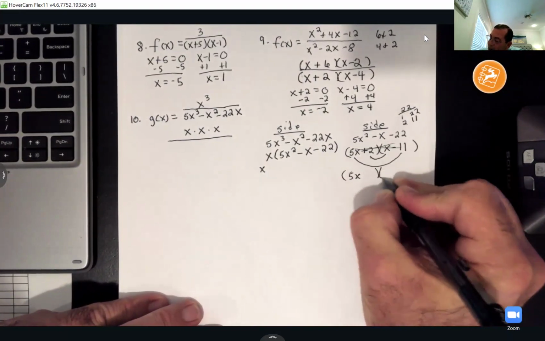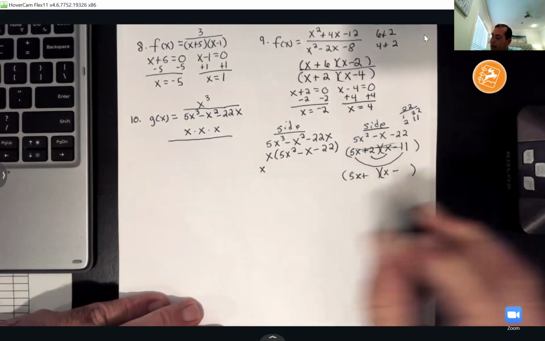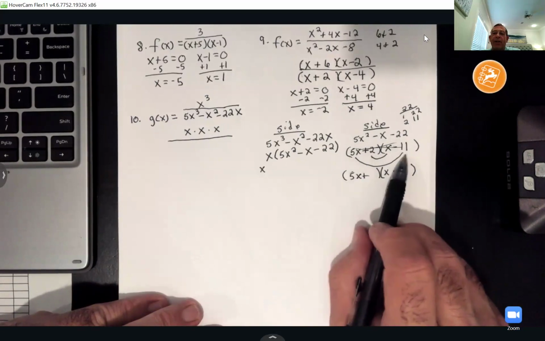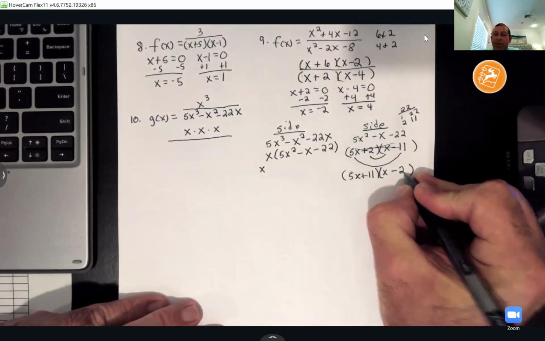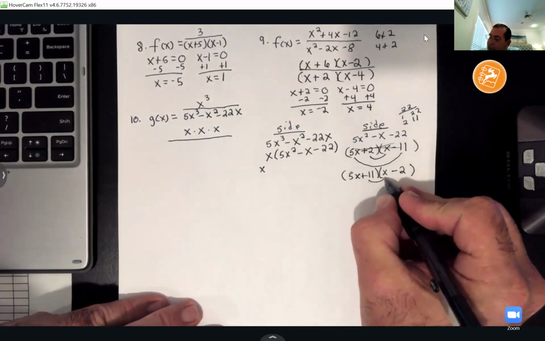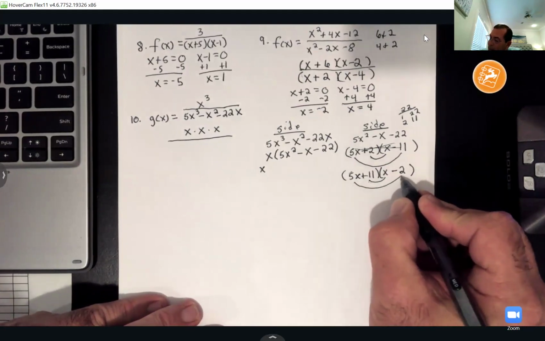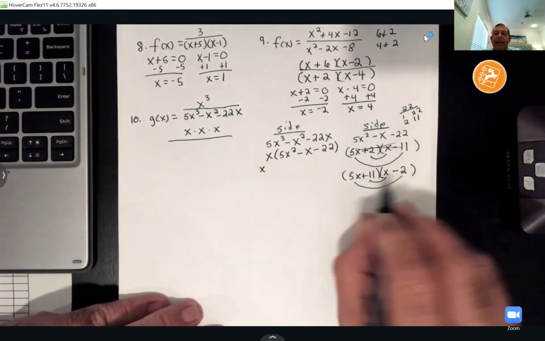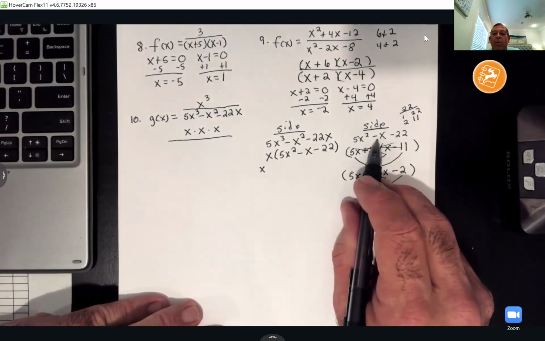So I'm going to bring down my 5x again and my x. And I'm going to switch the 11 and 2 around. Let me put the 11 here and the 2 here. Now let's see what I get. That gives me 11 x's. This one gives me -10. So 11 and -10 equal +1.